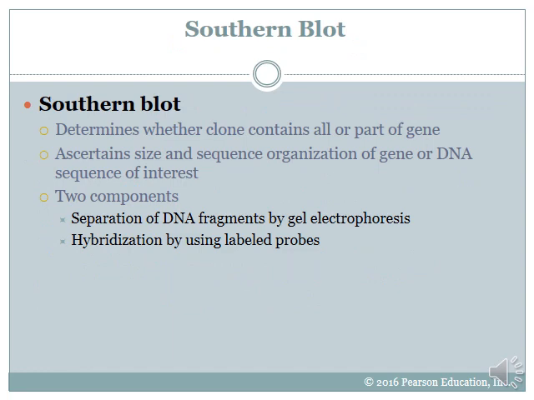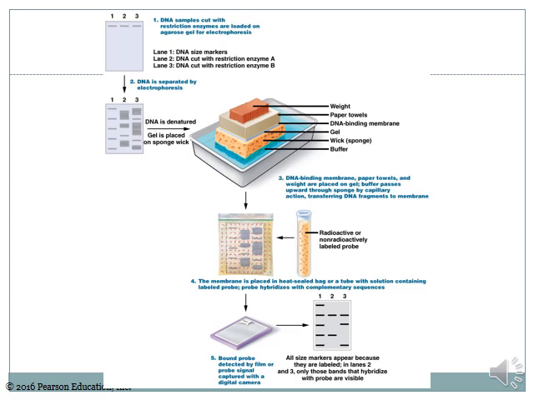The Southern blot determines whether the clone contains all or part of a gene. It ascertains size and sequence organization of a gene or DNA sequence of interest. It has two components: separation of DNA fragments by gel electrophoresis and hybridization by using labeled probes. In the Southern blotting technique, samples of the DNA to be probed are cut with restriction enzymes, and fragments are separated by gel electrophoresis. The pattern of fragments is visualized and photographed under ultraviolet illumination.